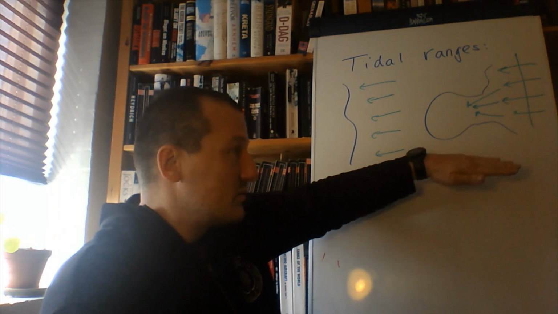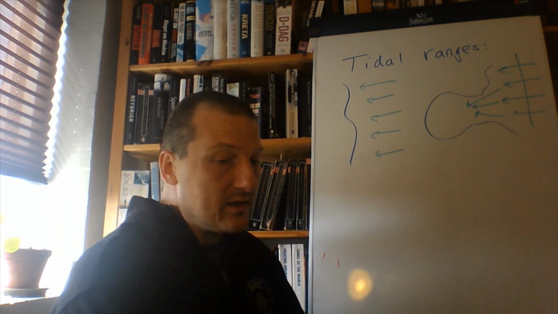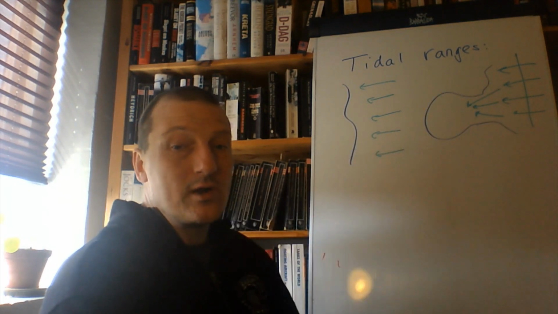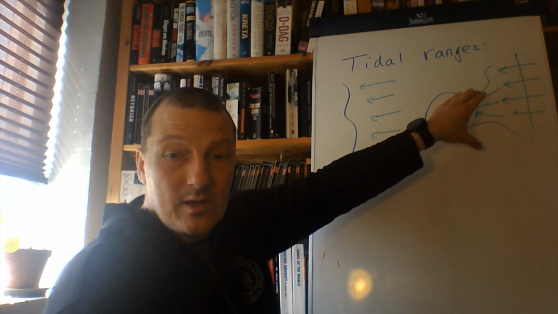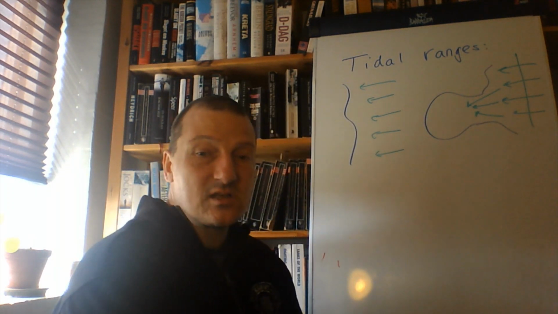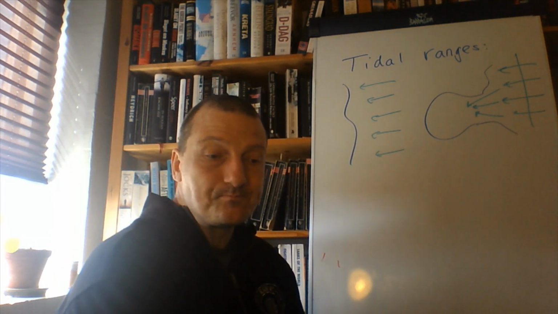But then, of course, we have the difference if it is a spring tide, where this will be a really big tide, or a neap tide, where this will, of course, still be a smaller tide. So the morphology of the coast affects how big the tide will be.